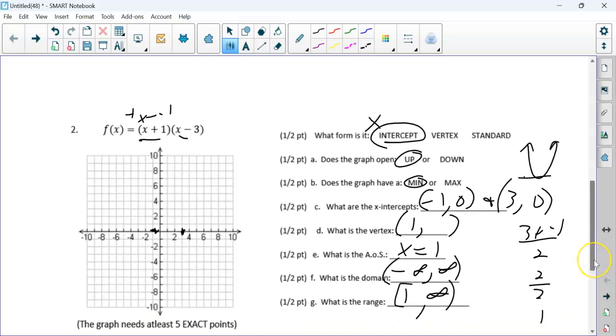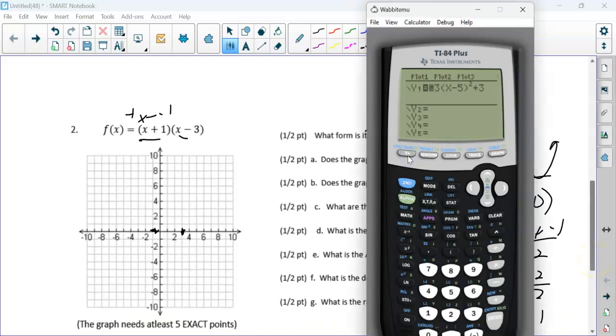Okay, now we get our calculator, go to y equals, clear it out. Parentheses, x plus 1, that's a 2. Close, open, x minus 3. Now we hit graph. That looks about right. Go to our table. Get some points that we can use. That's about right. So negative 2, 5.